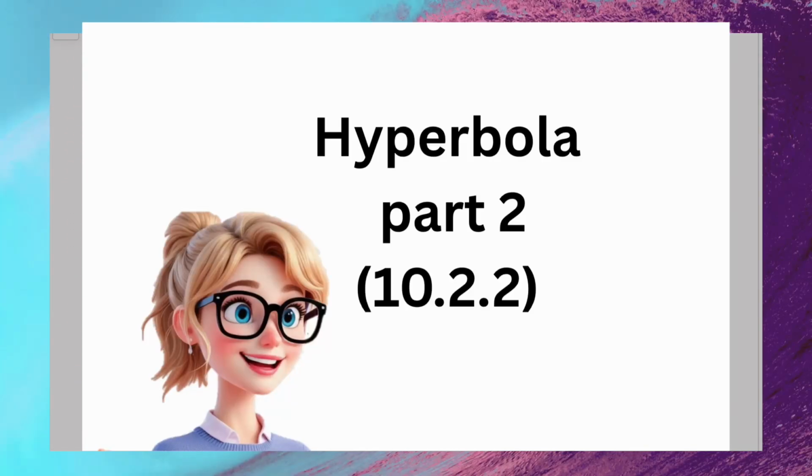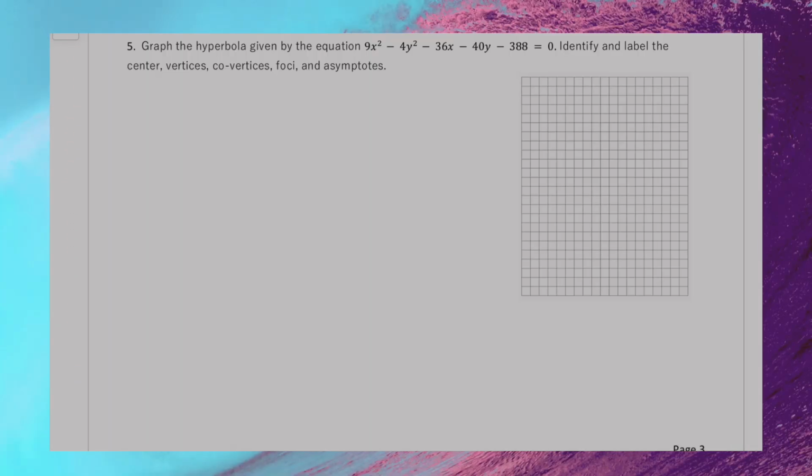Just like with ellipses, sometimes we get the equations in general form, not standard form like we have here. And the easiest thing for us is going to be to change the form and then pluck out all of the pieces of information. So let's change this form.